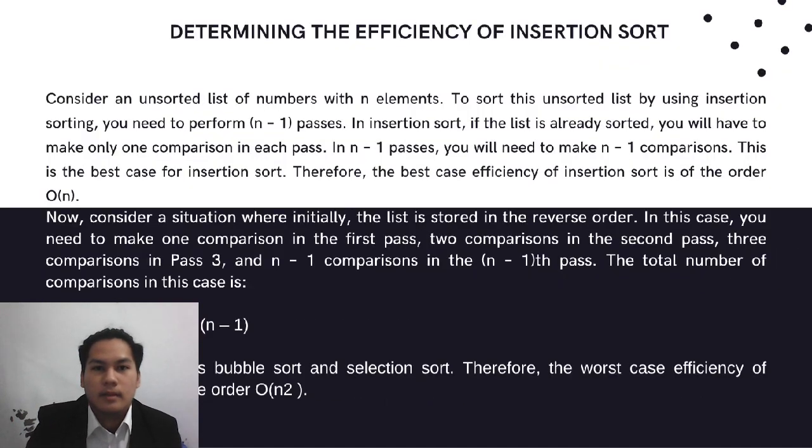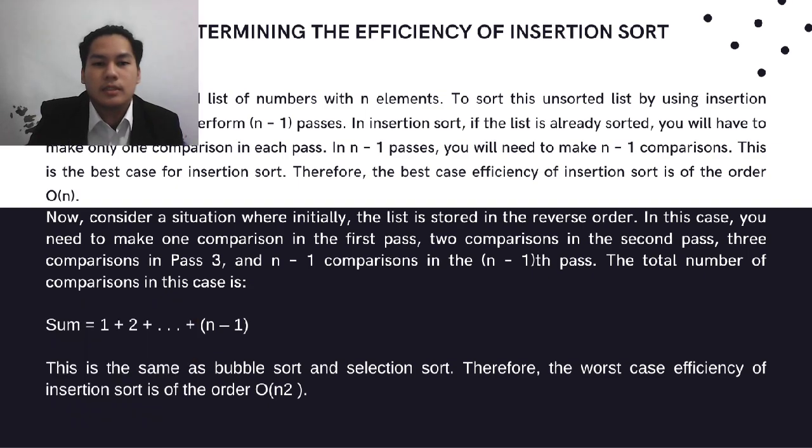Determining the efficiency of insertion sort. Consider an unsorted list of numbers with n elements. To sort this unsorted list by using insertion sort, you need to perform n-1 passes. In insertion sort, if the list is already sorted, you will have to make only one comparison in each pass. In n-1 passes, you will need to make n-1 comparisons. This is the best case for insertion sort. Therefore, the best case efficiency of insertion sort is of the order O(n).